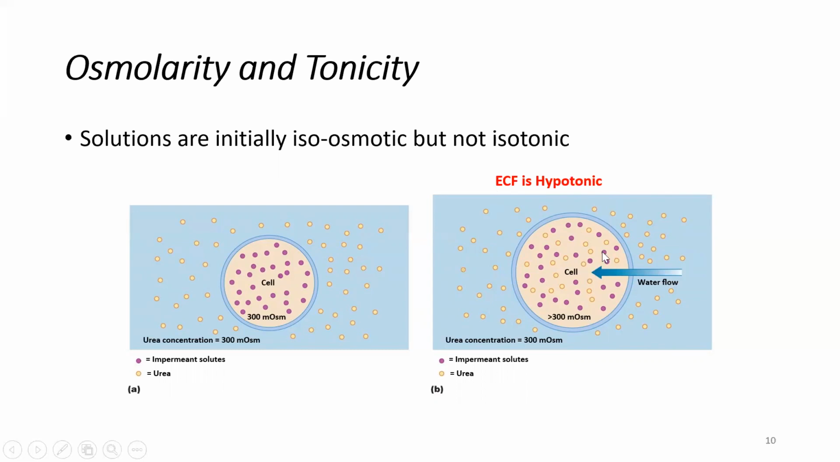If we were to have an isotonic situation or an isotonic solution, that would be if we had the exact same impermeate solute in the cell as well as outside the cell, or if we had the exact same solute concentrations as we do here, but the membrane was impermeable to urea as well. So we would not see the movement of urea into the cell or out of the cell. Okay, excellent questions. Any other questions on distinguishing these two?